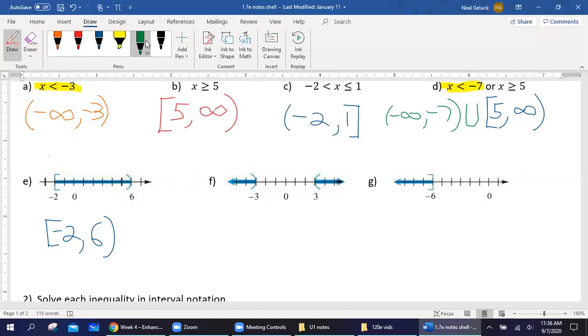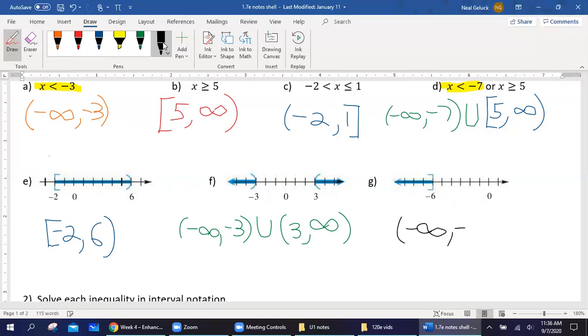For letter F, everything left of -3, so that would be going to -infinity. And then there's a gap, that's where we're going to do that in union with everything from 3 to infinity. And for the last one, it's just everything left of -6, so we're going to go to -infinity, -6, and we'll bracket that. Remember, the bracket means include that number. Parenthesis means don't.